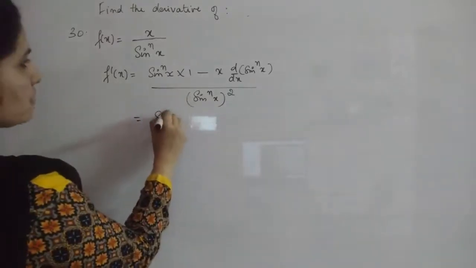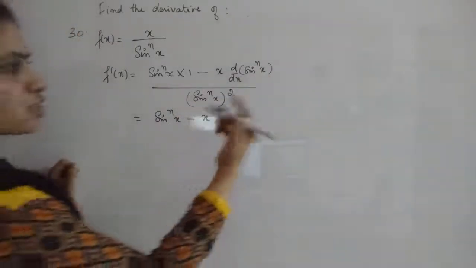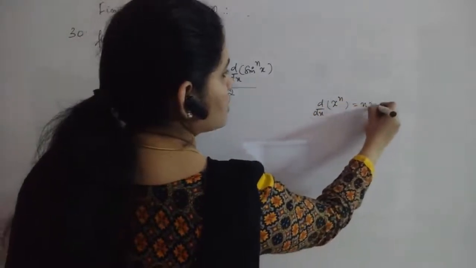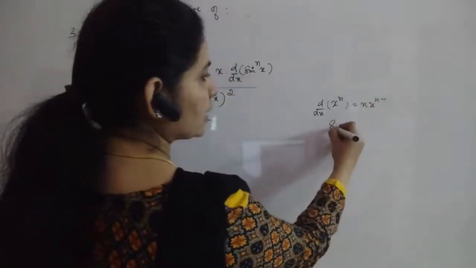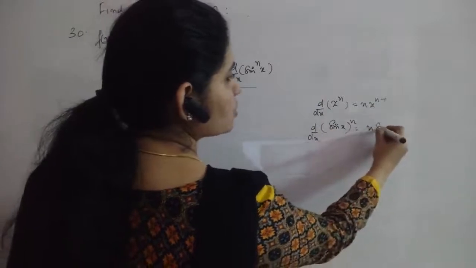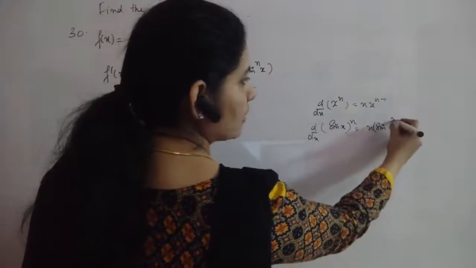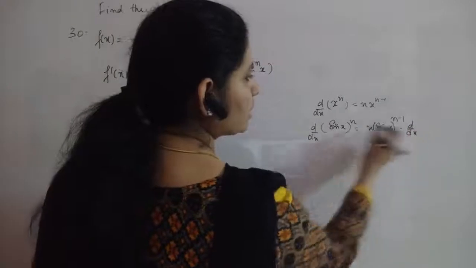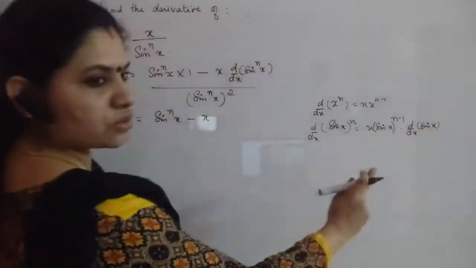So here this will become sine raised to n x minus x into, now what is the derivative of sine raised to n x? Derivative of x raised to n will be n x raised to n minus 1, right? So derivative of sine x the whole raised to n, like this you have to think, sine x the whole raised to n will give you n into, instead of x you have sine x, so n into sine x the whole raised to n minus 1. But again, since it is not x, we will take the derivative of the term which is instead of x here, and that is sine x. So like this. So this is known as the chain rule.